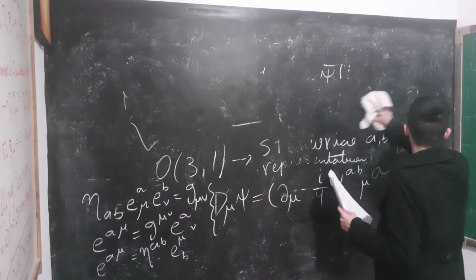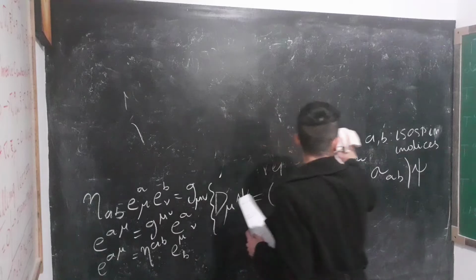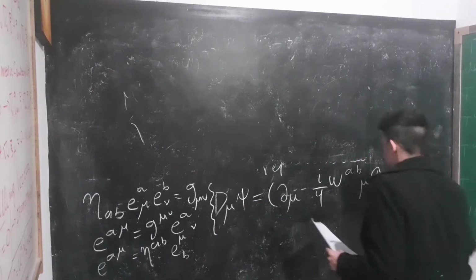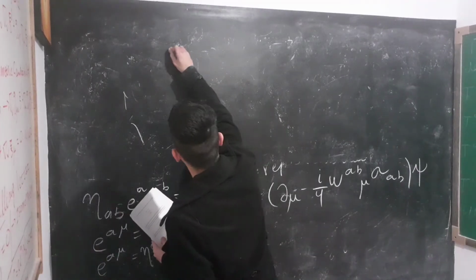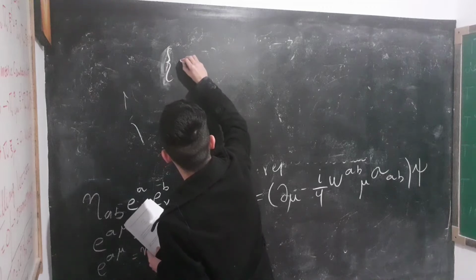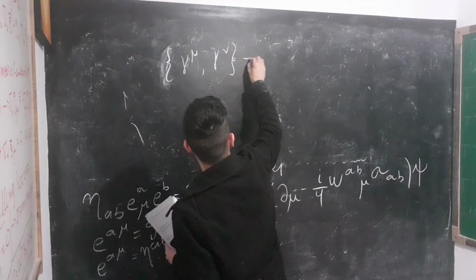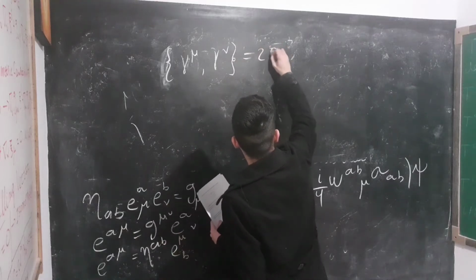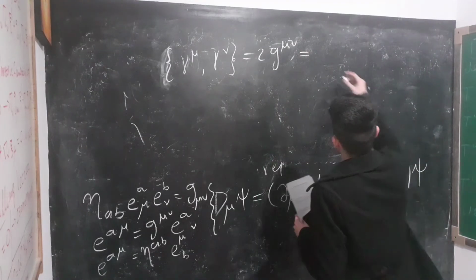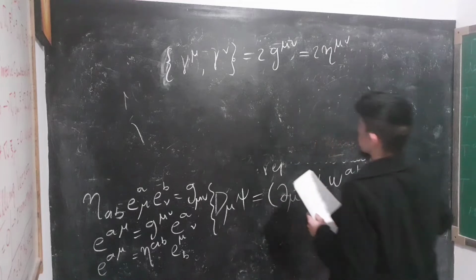So what we have is, we know that the relation of anti-commutation of gamma mu, gamma nu is 2 g mu nu, or if you are in the Minkowski space, it's just 2 eta mu nu. All right.